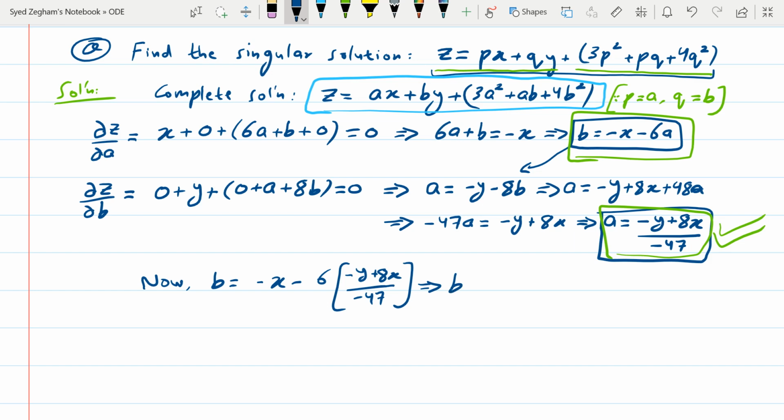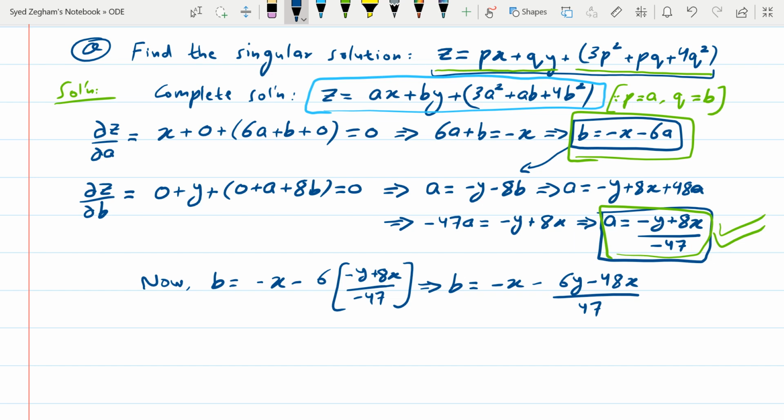And from here you can write b as minus x minus, this will be 6y minus 48x divided by 47, right?